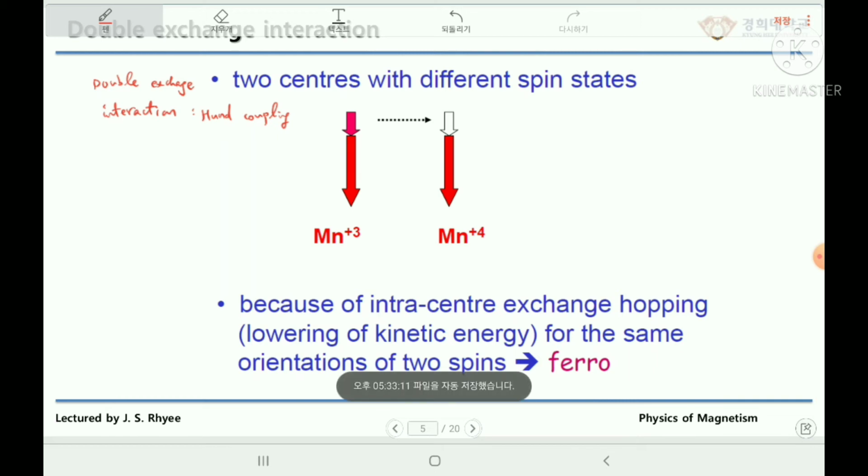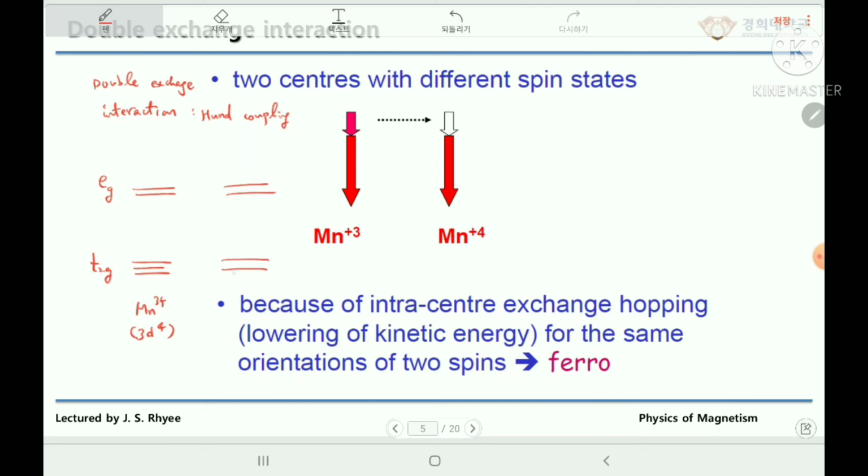In this case, double exchange interaction is observed for transition metals like manganese. For example, manganese, cobalt, iron, some materials may have double exchange. We already studied that the transition metal has two degenerate eg orbitals and triply degenerate t2g orbitals. For example, manganese 3 plus has the orbital 3d4, four electrons. In the nearest neighbor, there is manganese 4 plus. Manganese 4 plus has 3d3 electrons.